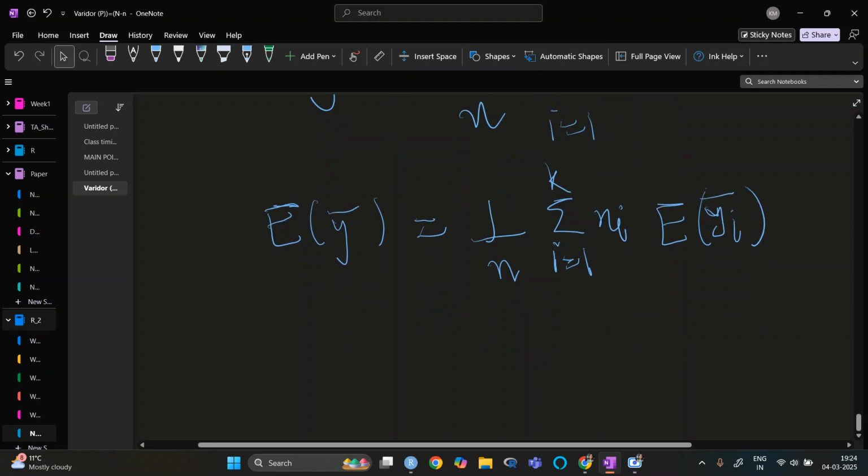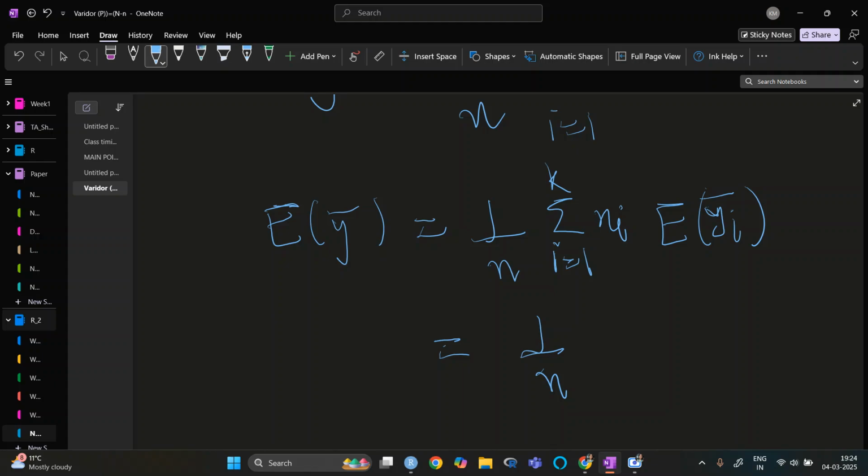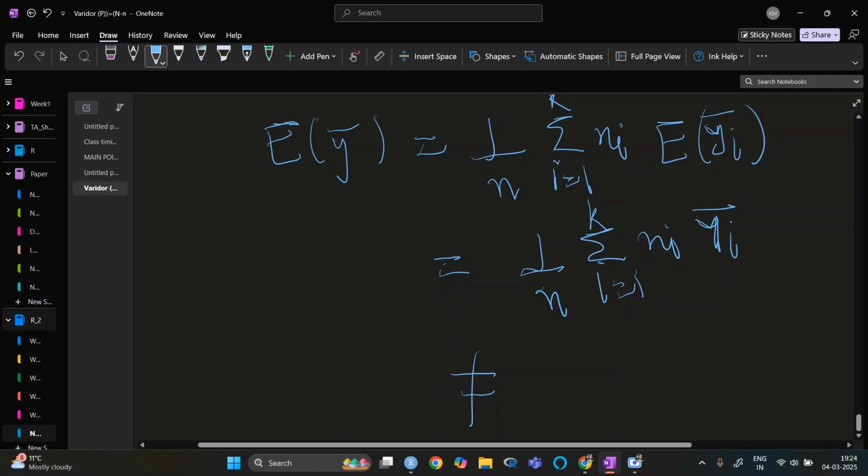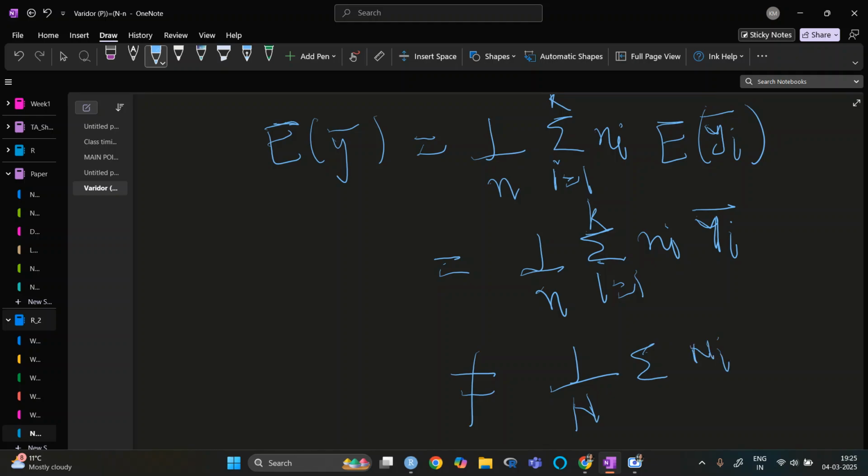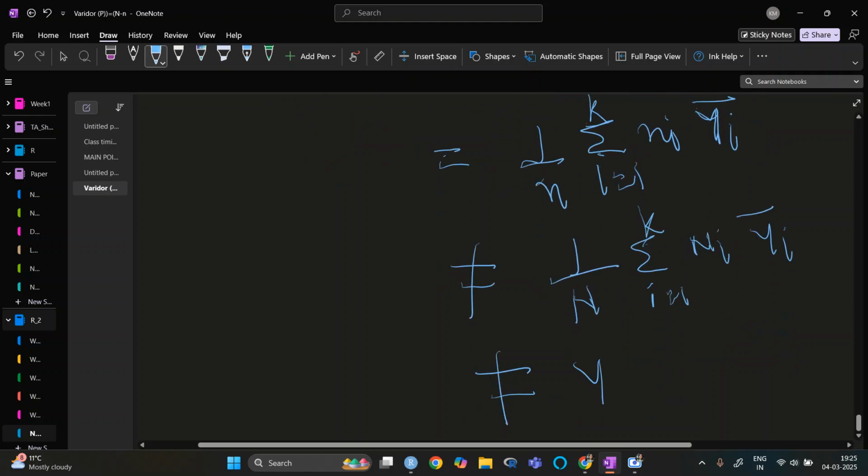Now this expectation of ȳ_i is capital Ȳ_i, because small y_i are basically one sample mean, and second and third and fourth. So this will be N_i, and this one will be capital Ȳ_i, i equal to 1 to k. But this is not equal to 1 upon n summation n_i ȳ_i, i equal to 1 up to k, which is not equal to Ȳ.